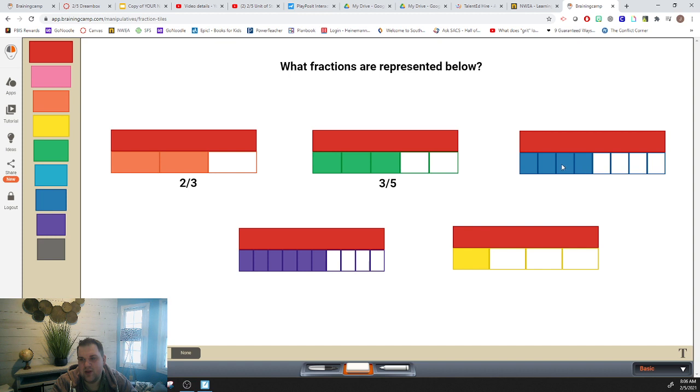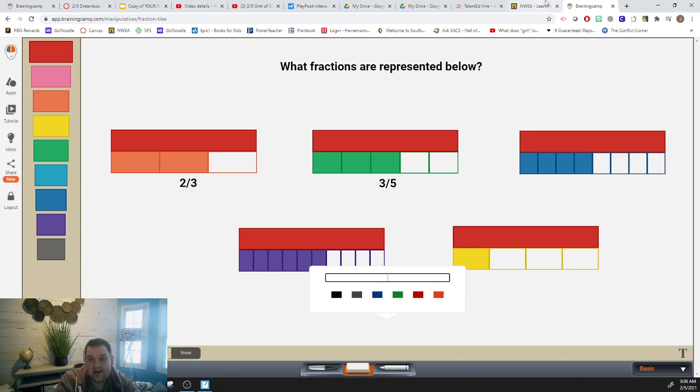Try the next one, the blue fraction tiles. What fraction do you see here? All right, let's look together. Now, the numerator again is how many pieces we see. 1, 2, 3, 4. So the numerator is 4. Then we need our fraction bar. How many total pieces it takes to equal one whole is next. 1, 2, 3, 4, 5, 6, 7, 8 pieces. So 4/8 is what this fraction is. The picture is representing 4/8.